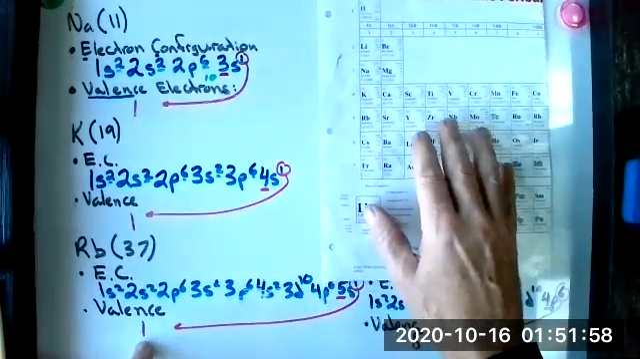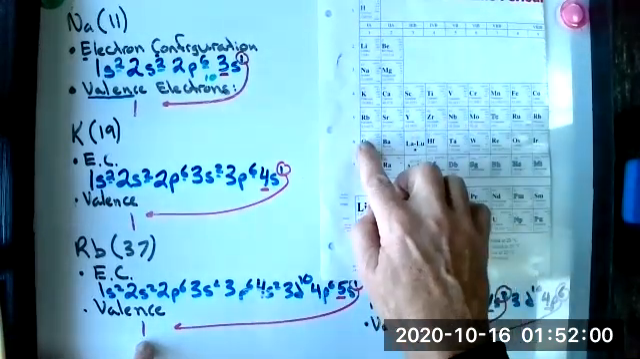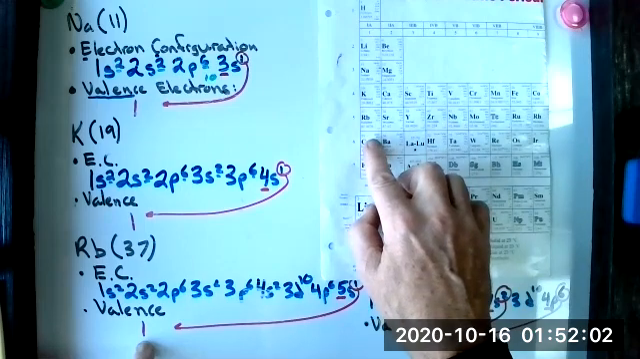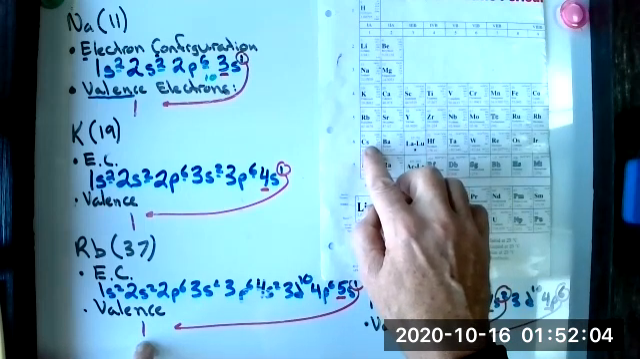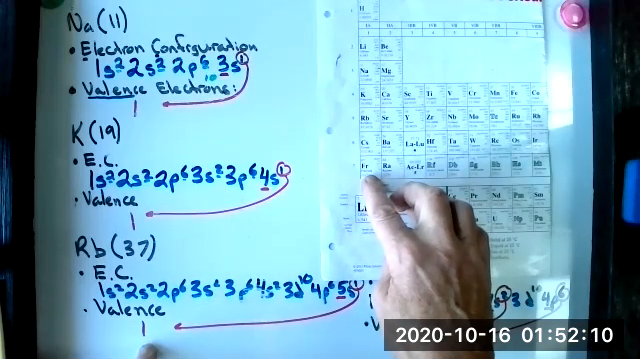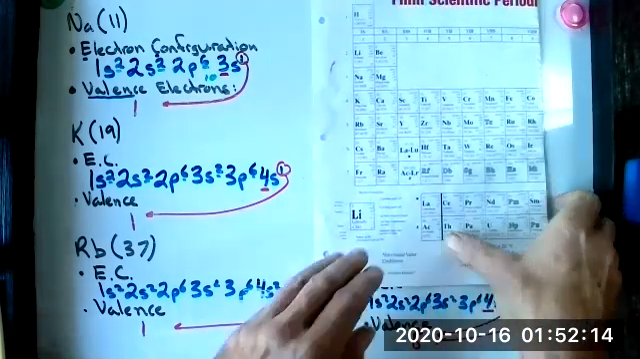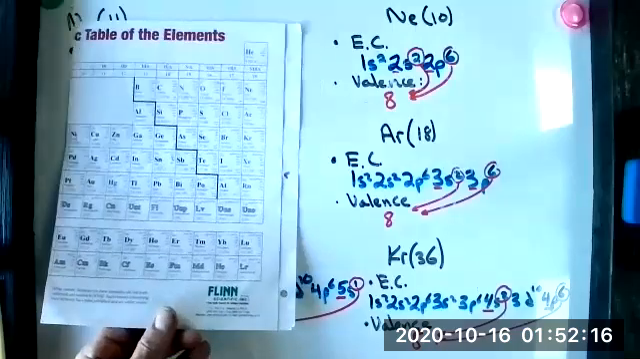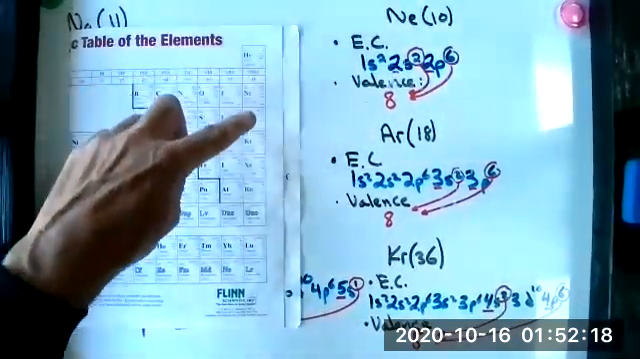I didn't make you guys do cesium, which is 55, but he's in this same group. Yeah, I think you get the idea. His valence would also be 1. I did not make you do francium, number 87. We don't have to. His valence would still be 1. Okay, now look what I did. I went to this side of the table, to the very far right.